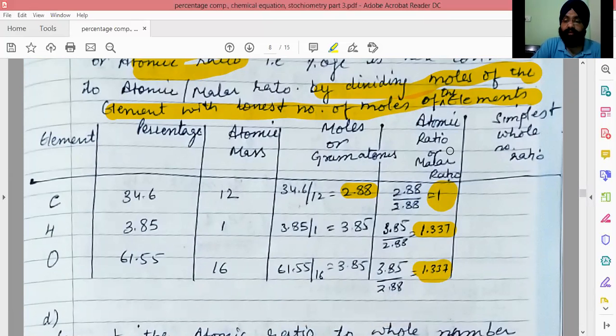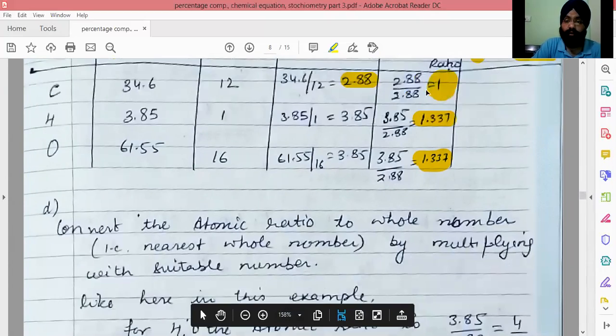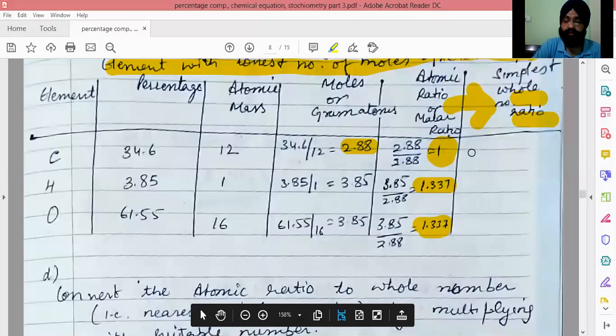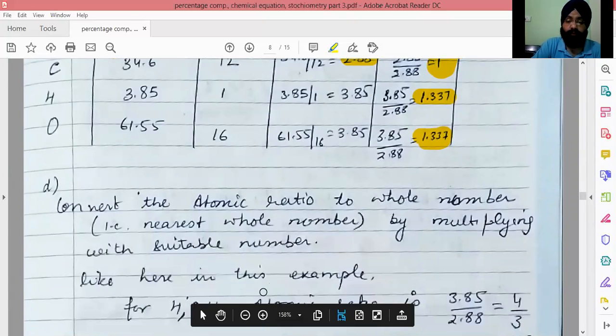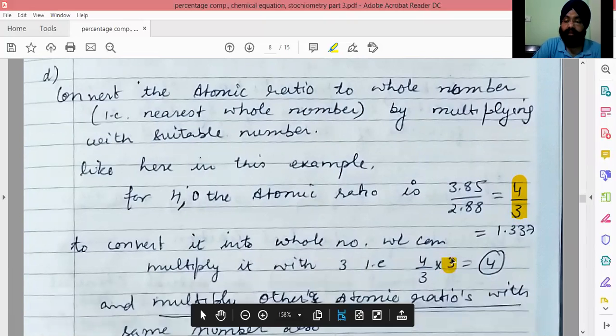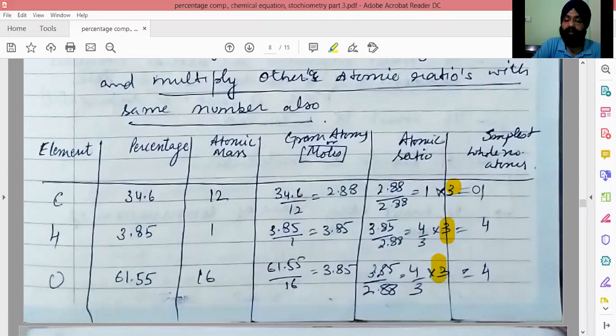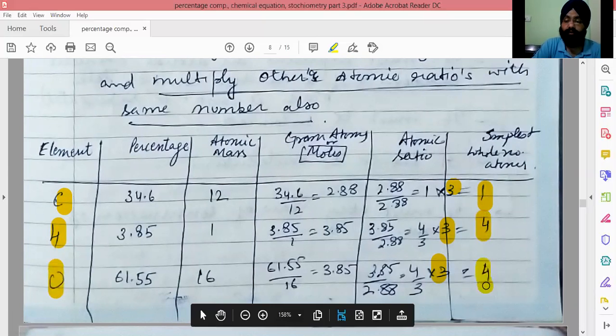Now the next step is to convert this atomic ratio into the simplest whole number ratio. For doing so, we multiply all the atomic ratios by the same number. So 1.33 is equal to 4/3. We get 4 by multiplying it with 3, so we multiply all three atomic ratios by 3. And we get 1 carbon, hydrogen 4 atoms, and oxygen 4 atoms.